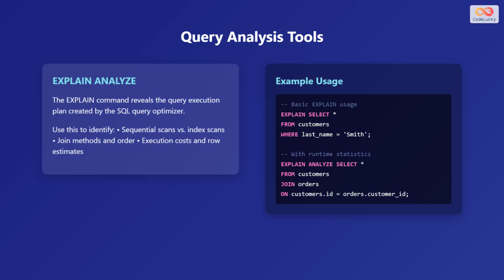Explain select asterisk from customers where last name equals Smith. For a more in-depth analysis with runtime statistics, use Explain Analyze select asterisk from customers join orders on customers.ID equals orders.customer ID.